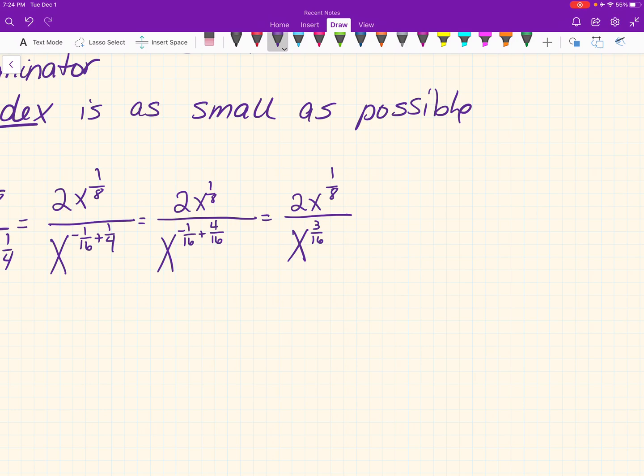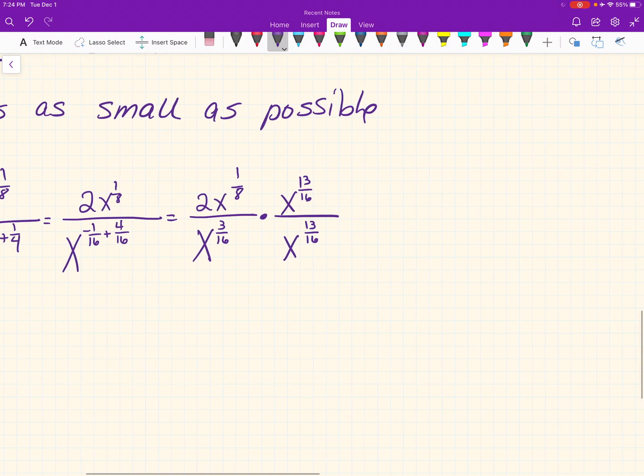Now here's the problem. I need to make sure there's no fractional exponents. So in the denominator, I need x to be to the first power. Well, I have 3/16. How many more 16ths do I need to make x to the first power? I need 13 more. Whatever I do to the denominator, I do to the numerator. So now this is what I have. I have 2x to the 1/8 times x to the 13/16.